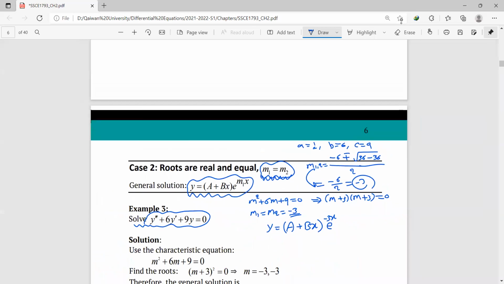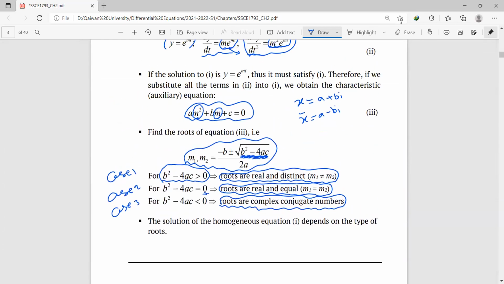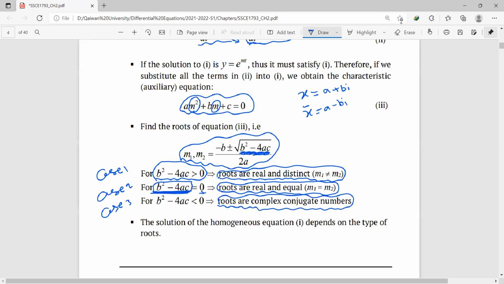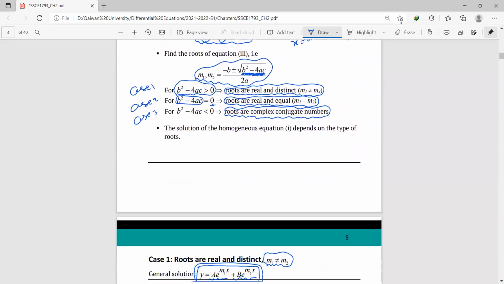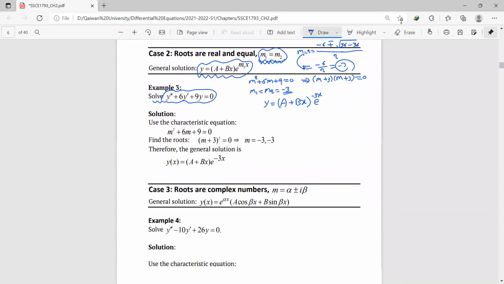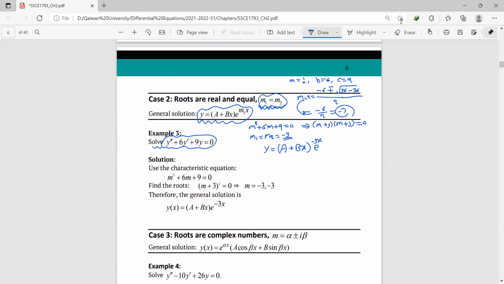Here, we said before that if b squared minus 4ac equals 0, that means we have repeated roots. Okay. So this is the solution for that example, and it's solved here also. It's the same as we did.